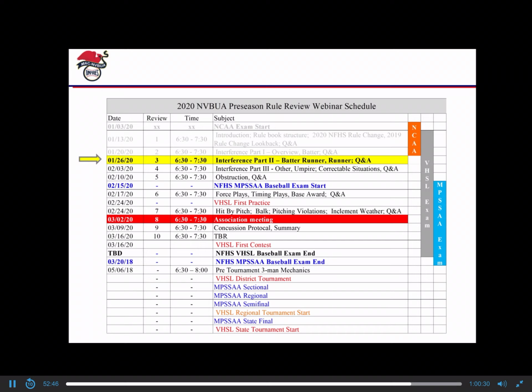Our next webinar is going to cover interference, or excuse me, on the 26th. Again, that's going to be Sunday. Now we're going to shift away from the batter to the batter runner. That's the batter whose time at bat has ended, and now he becomes a batter runner, and what the interference possibilities may exist for that batter runner, particularly to first base, and then runner interference. And that's also going to include legal and illegal slides. So we have a number of charts that talk about that as well.